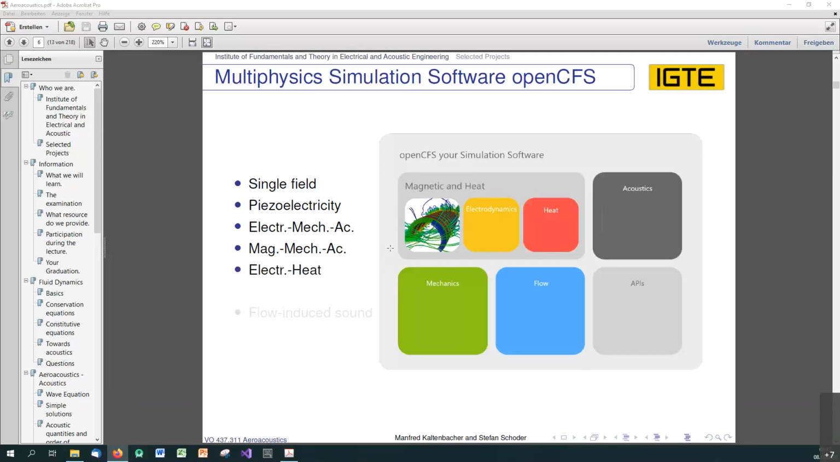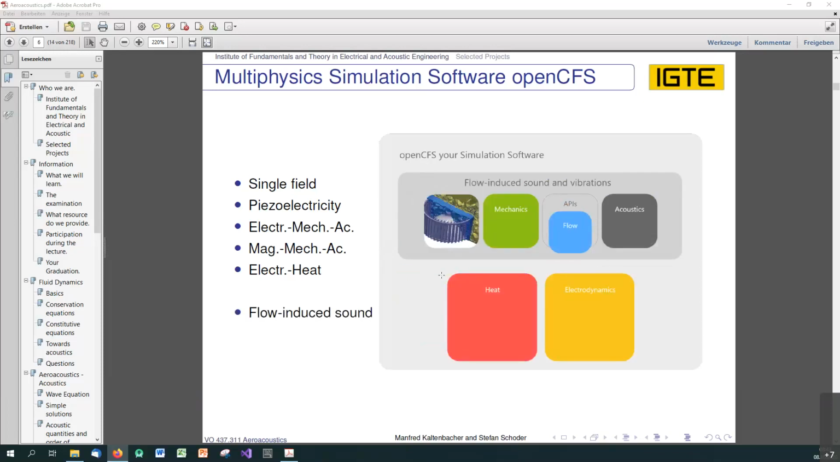Then we have the coupling between magnetics and heat. For instance, when you anneal sheet material or stuff like that, you often use induction heating, and this induction heating process can be modeled within the software. And last but not least, it's probably why you are here.